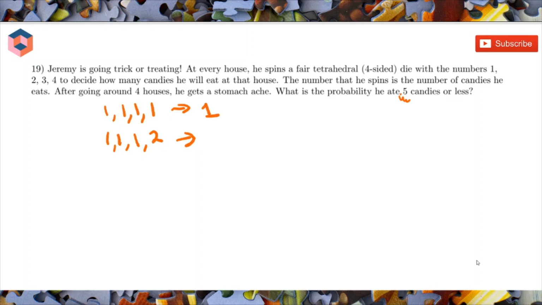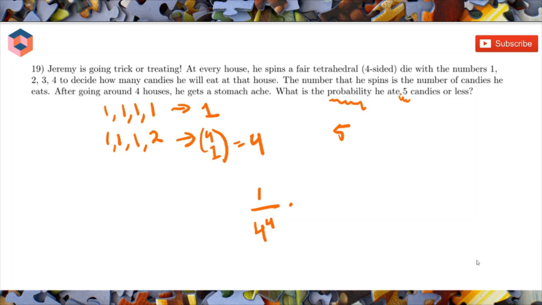So that's 4 choose 1, which equals 4. So there's 5 total ways. Now, it's a probability question. So at each house, he has a 1/4 chance of picking whatever he has to pick, if he has to pick 1, 2, whatever. And there's 4 houses, so 1/4 to the power of 4. That's the probability of any possibility happening.